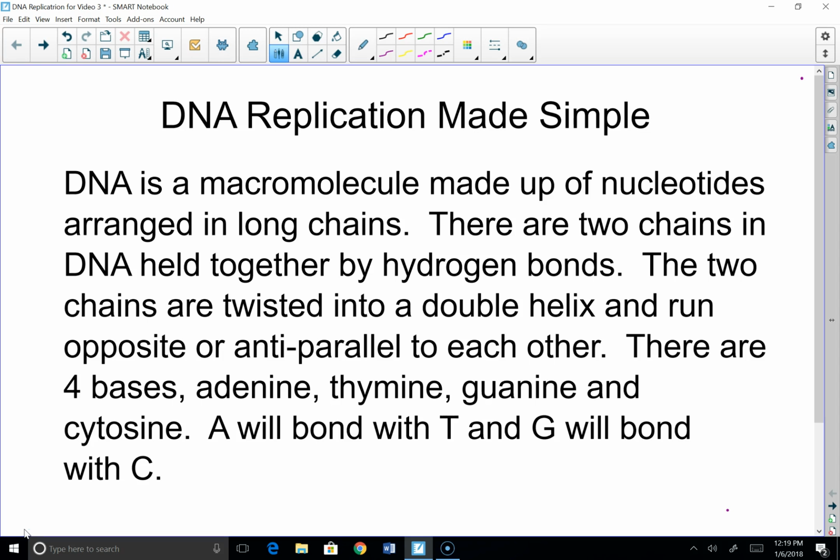Each of the strands, again, are opposite or anti-parallel to each other, so one runs in one direction while the opposite chain runs in the other direction. There are four bases: adenine, thymine, guanine, and cytosine. The adenine will bond with thymine and the guanine will bond with cytosine.